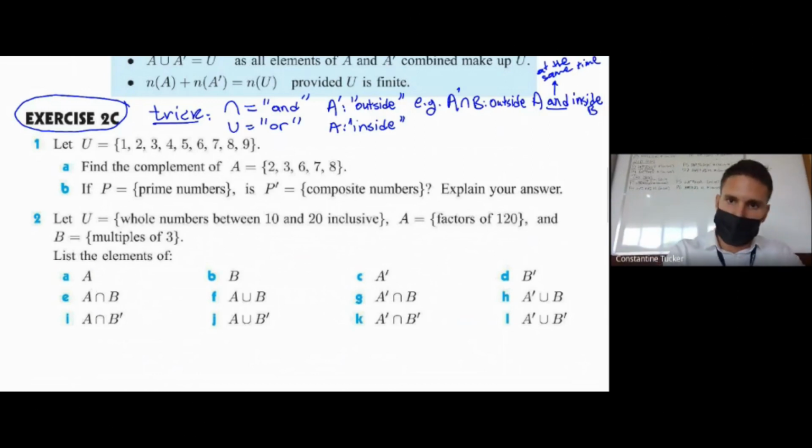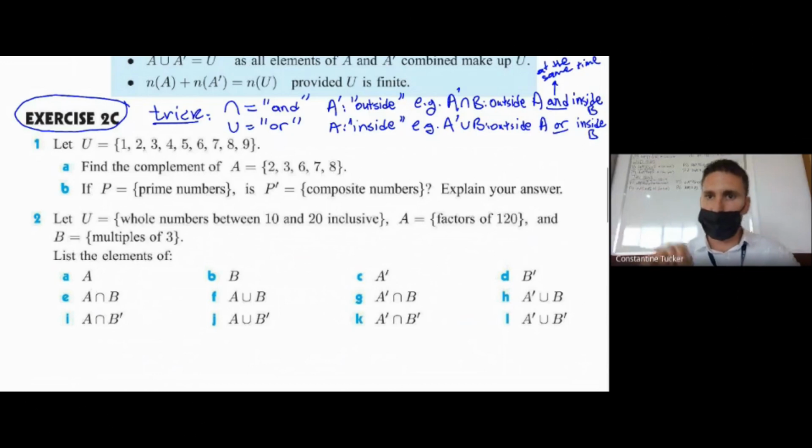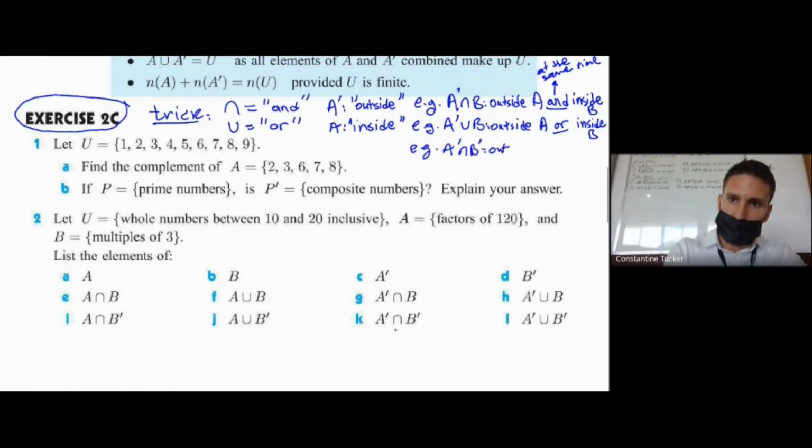Let me give you a few more examples. Let's say we've got the A dash union B. I would translate this as outside A or inside B. Let's say you've got A dash intersection B dash. I would translate this into outside A, and at the same time, that would be outside B. So outside A and outside B.